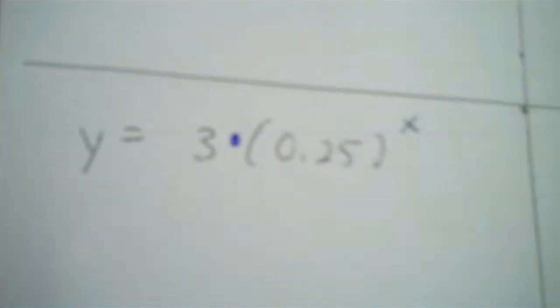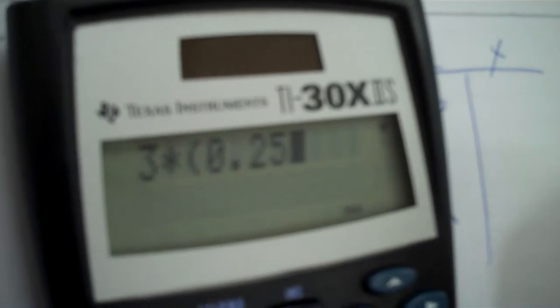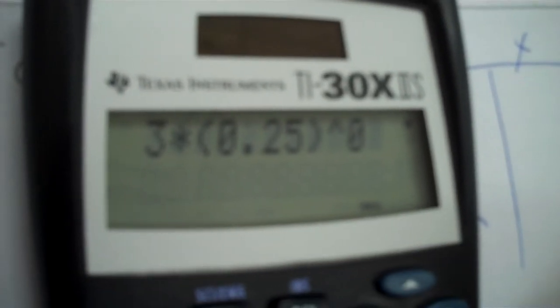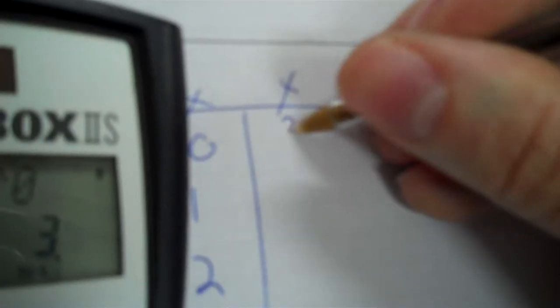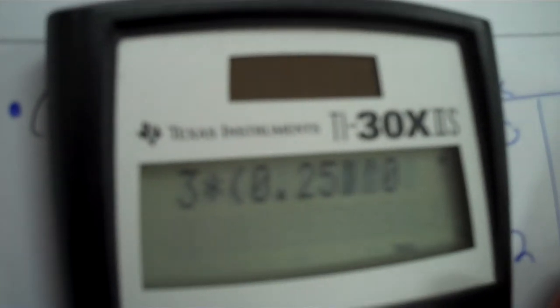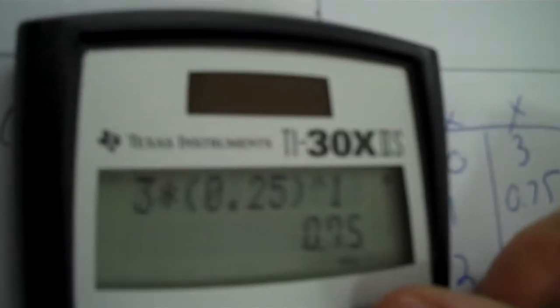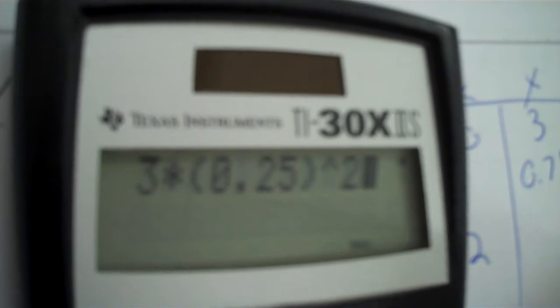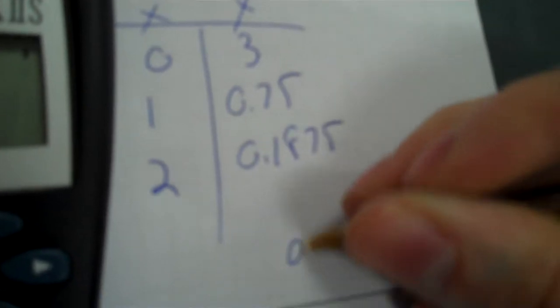Now I'm going to jump down here and write y equals 3 times 0.25 to the x power. The independent variable goes 0, 1, 2. First one's going to be 3 because anything to the 0 power is 1. Then 0.75. I think this is a decay. And you can clearly see it's decaying. Okay, so decay.